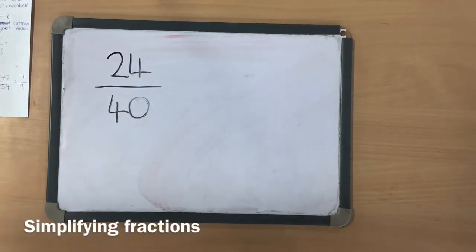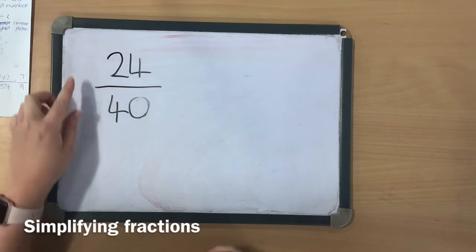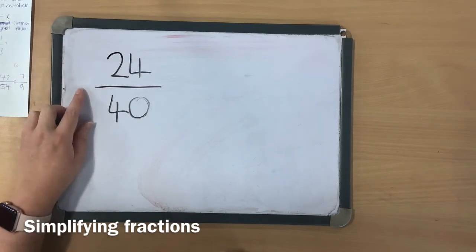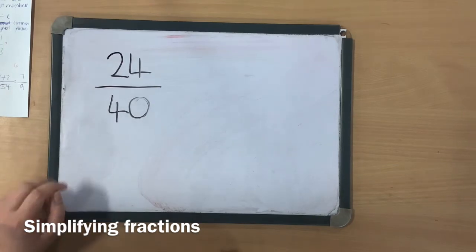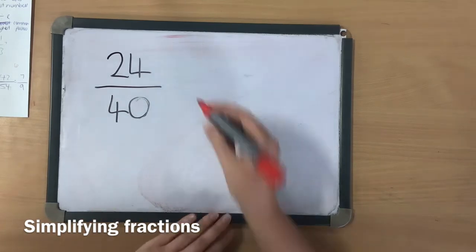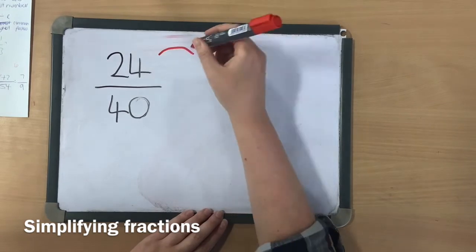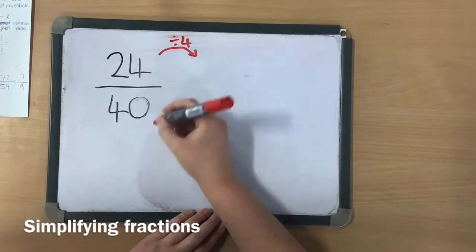Let's do one more together before I get you to practice at home. So this fraction, I've got 24 as my numerator and 40 as my denominator, and I'm going to have a go at simplifying this fraction. Using my times table knowledge, I know that 24 and 40 are both in the 4 times table. So I might think, right, that's my highest common factor, so I'm going to divide them both by 4.